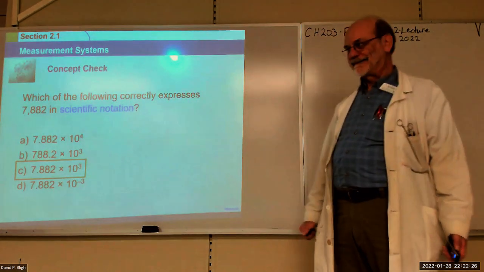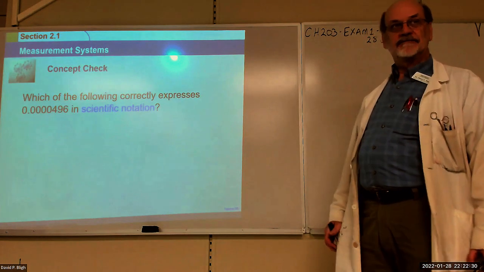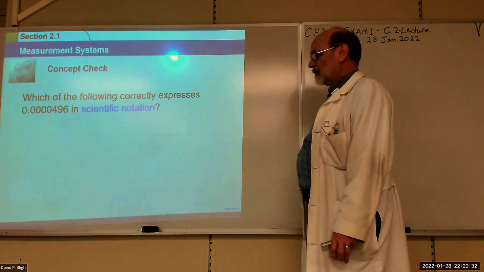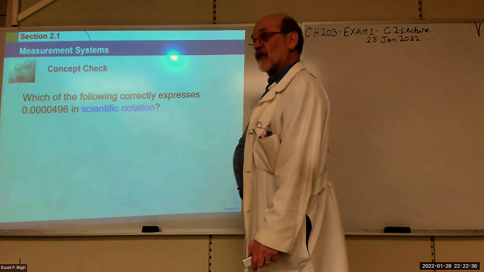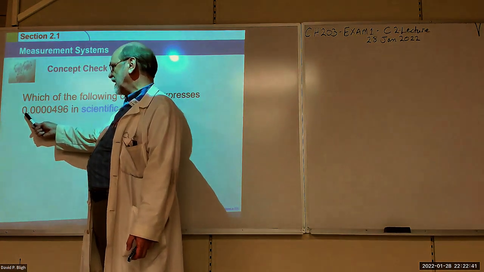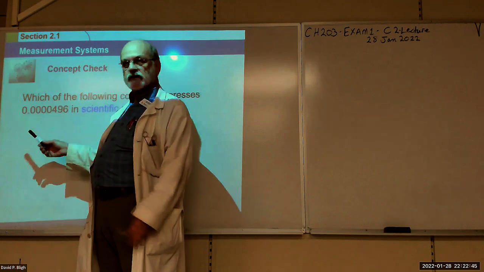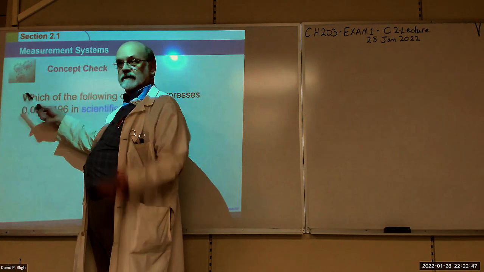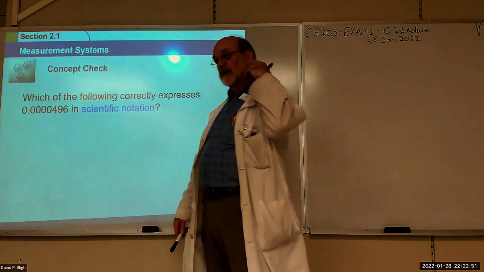Okay. Let's see. Oh, it's just a big one. A big small one, I should say. Okay, we're moving the decimal to the right here. And this is an explicit decimal. It has to be because of the nature of the number, standard notation. If we didn't have that decimal there, it wouldn't be the same number.